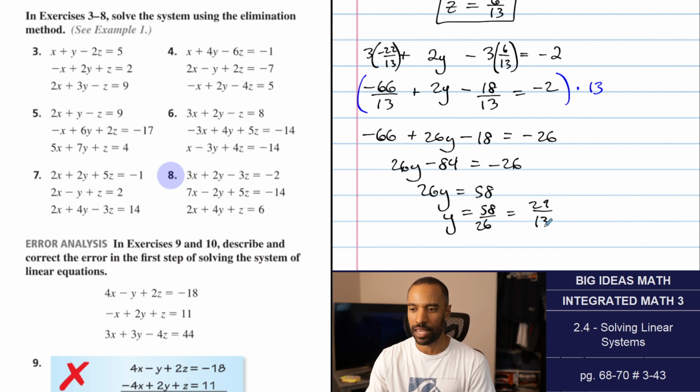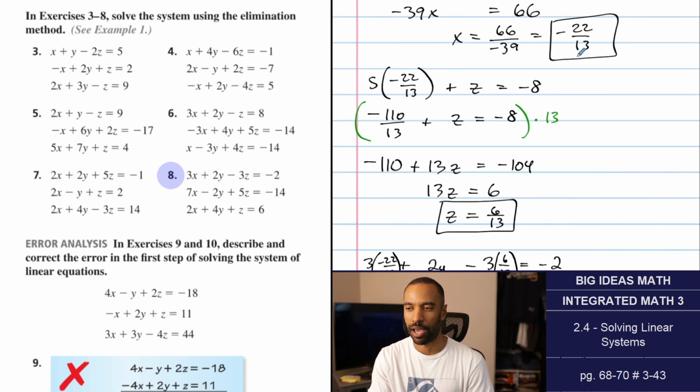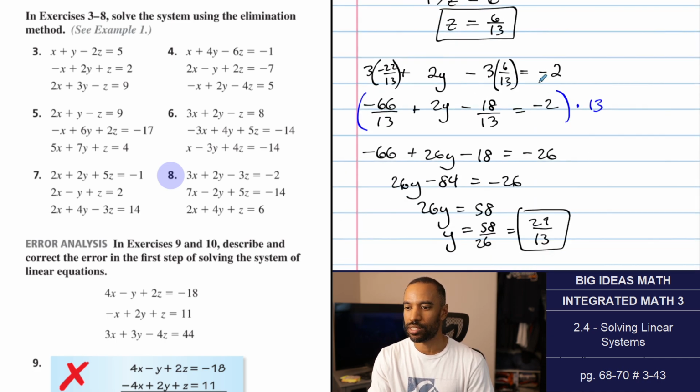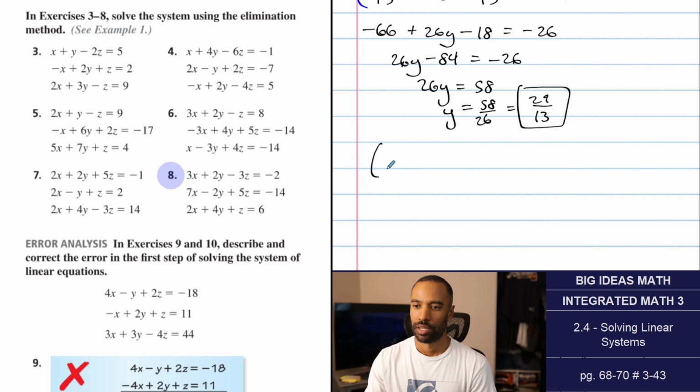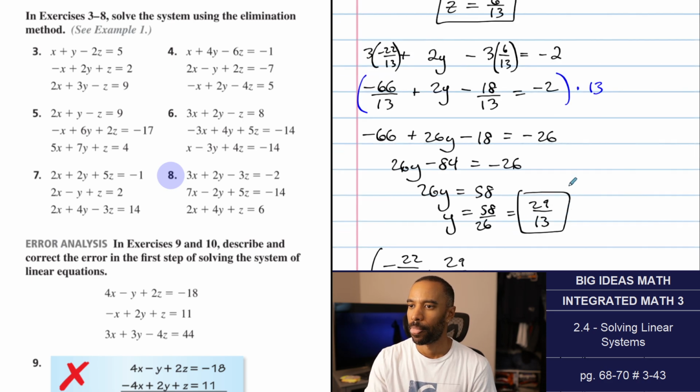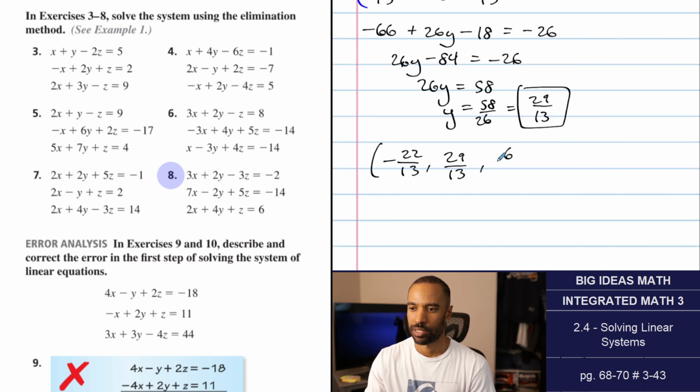So all of these are divisible by 13. How lovely. Negative 22 thirteenths, 29 thirteenths, and 6 thirteenths.